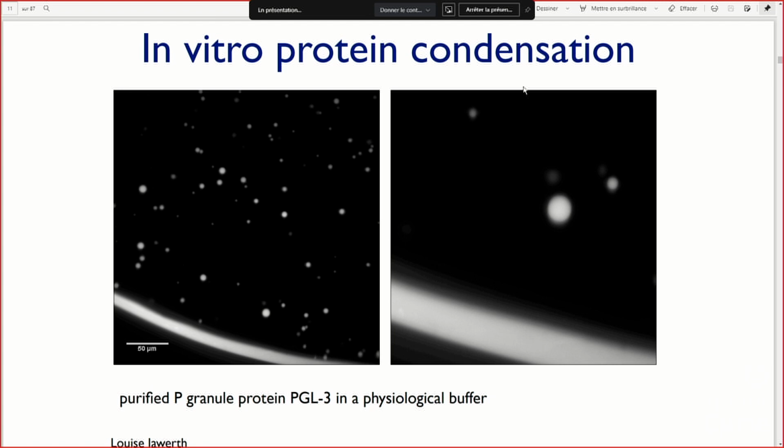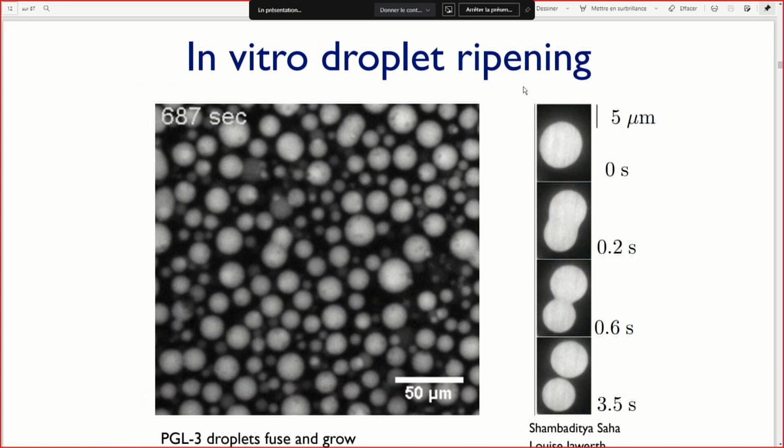Here you see purified pregranule protein PGL3 in buffer, and this is an emulsion of droplets formed by these proteins. In this movie, they would be falling down and then collecting in a fluid at the bottom, because they have a higher density than the buffer. And here is a movie of an emulsion in which you see many emulsion droplets ripening, as in a classical emulsion. Droplets can also fuse, showing that they are really liquid droplets.